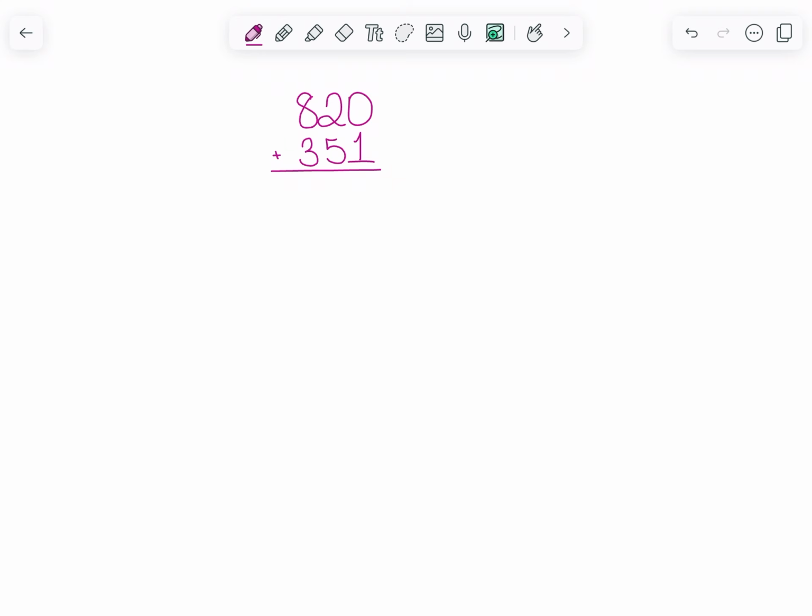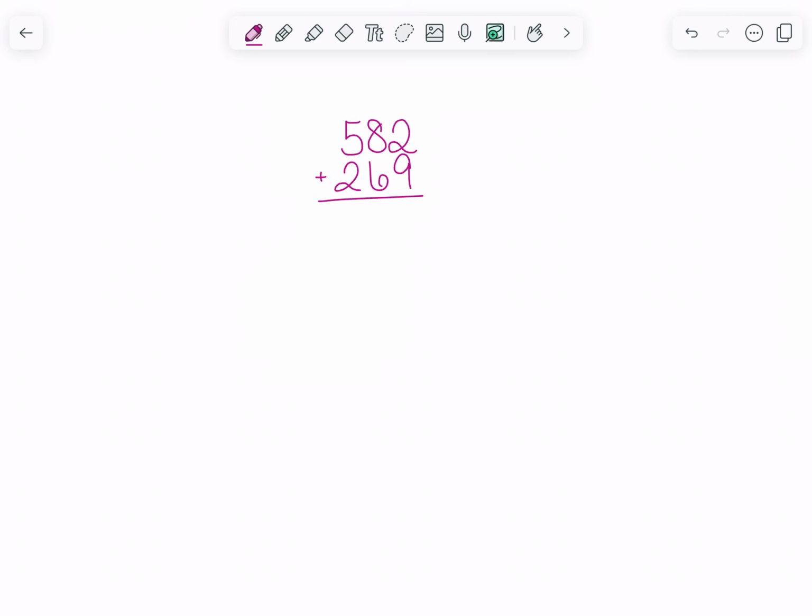Let's look at the example 820 plus 351. We start by adding our ones digits. 0 plus 1 is equal to 1. We then add the tens digits. This is a 2 and a 5, but really that's a 20 and a 50. So 20 plus 50 is equal to 70. So we write this underneath the 1. We then add our hundreds. 800 plus 300 is 1,100. Finally, we add up these results. We add up the 1 plus 70 plus 1,100. This gives our final answer of 1,171.